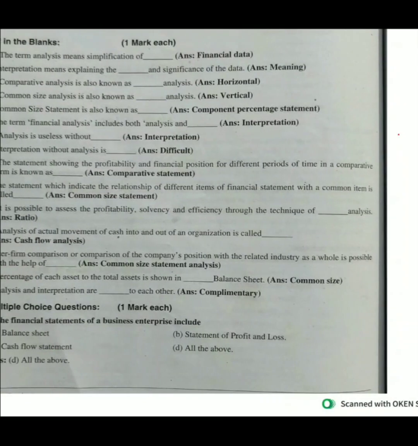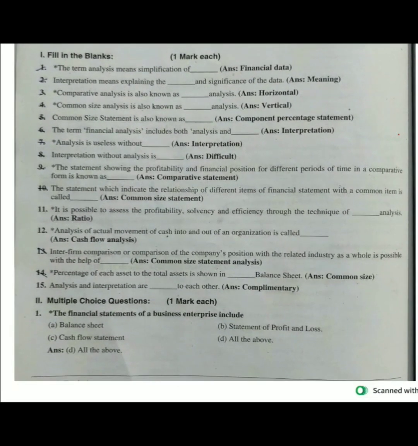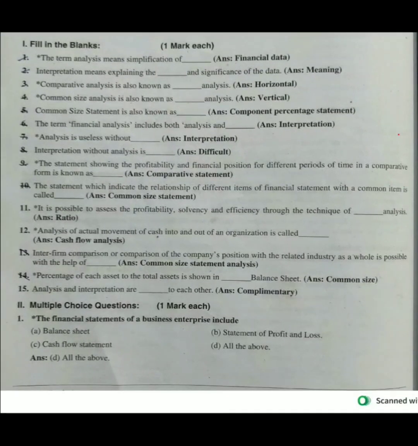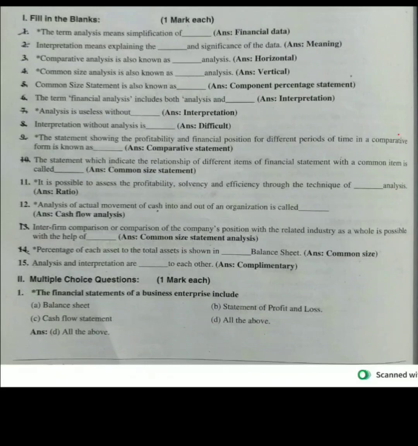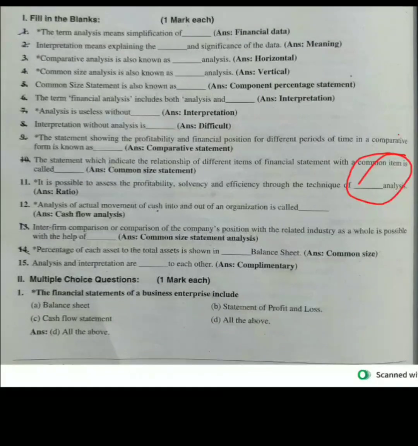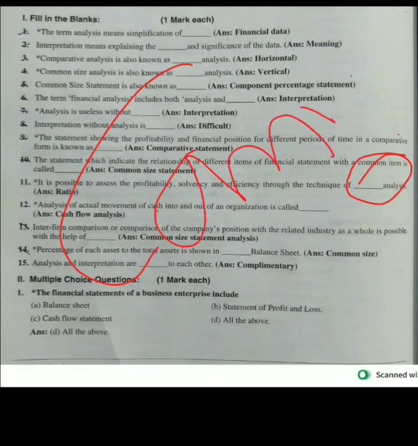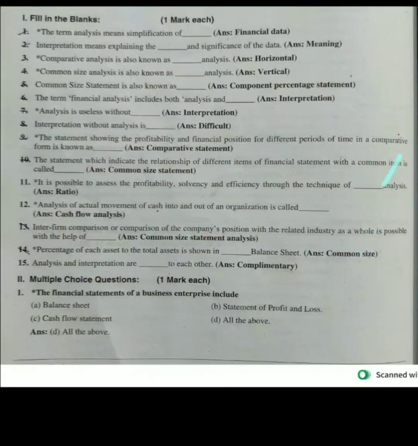Then the 10th one: the statement which indicates the relationship of different items of financial statement with a common item is called common size statement. The word common is there in the statement itself. So which statement indicates the relationship of different items of financial statement with a common item? That statement is simply called a common size statement.